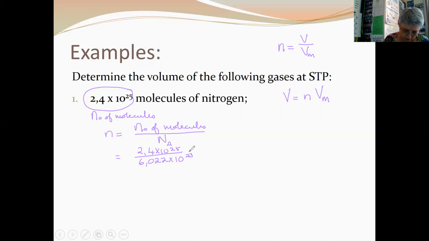Let's do this calculation. 2.4 times 10 to the 25 divided by 6.022 times 10 to the 23, and I get 39.85 moles. Now I've got enough information to calculate the volume of the nitrogen. It's the 39.85 moles times the molar volume at STP, which is 22.4.